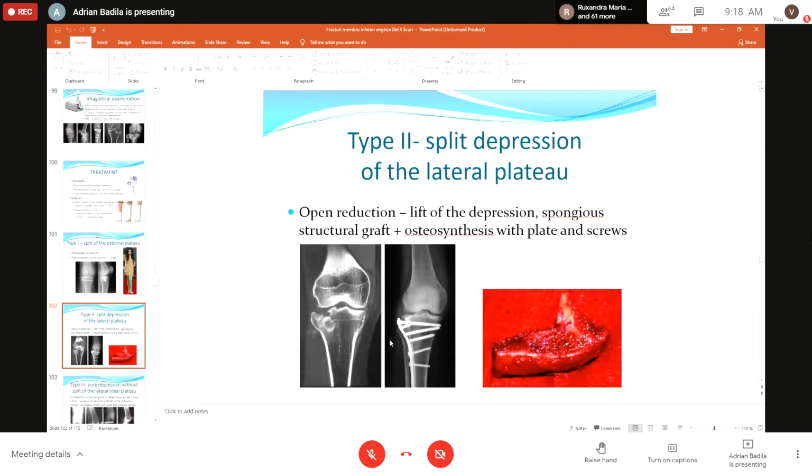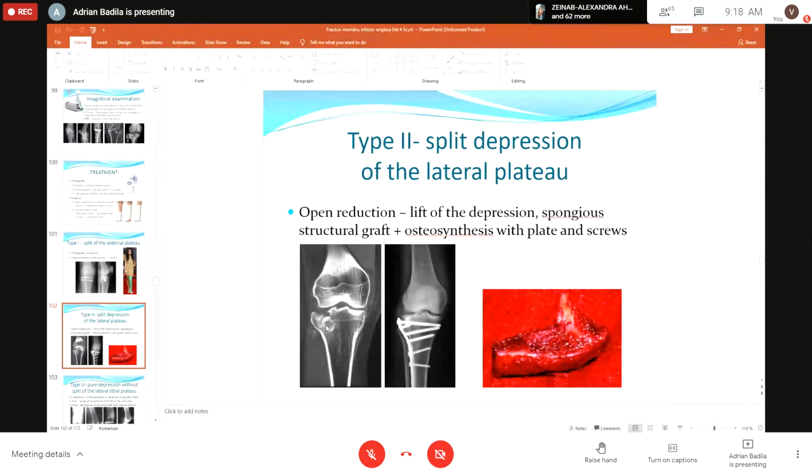In the type 2 fracture, which is a split depression of the lateral plateau, and which is the most common type of fracture of the tibial plateau, the treatment in a displaced fracture consists in open reduction, lift of the articular surface, and after that lifting, we will have an empty cavity here. This cavity must be filled with something, because if we don't do so, when the patient will walk with weight bearing, the whole articular surface will suffer another depression. So this cavity must be filled.